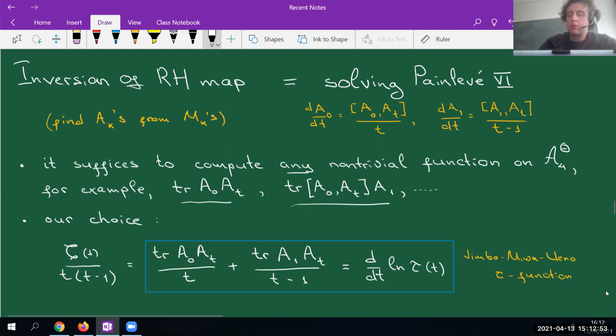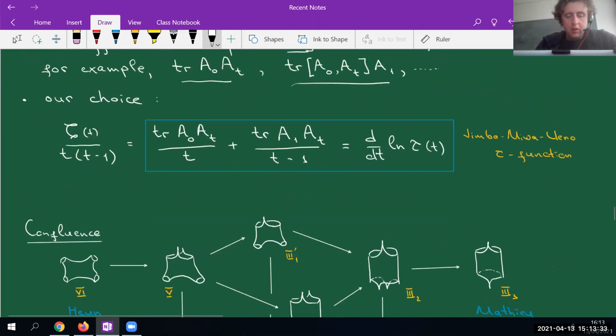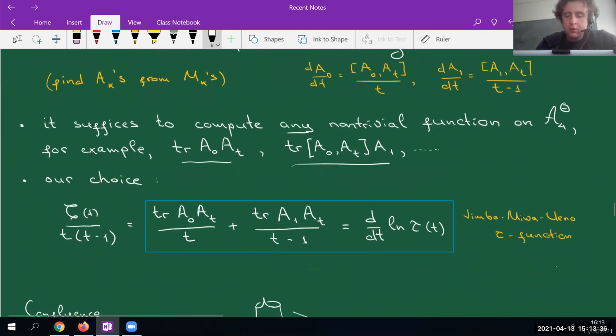So the point here is the following. If somehow you have managed to reconstruct your linear system with given monodromy, then automatically your matrices A0, A1, At will satisfy this system. But at no point am I going to solve any differential equation. So this will be obtained as a consequence of the reconstruction of the linear problem. Okay, so this was about the Fuchsian case.